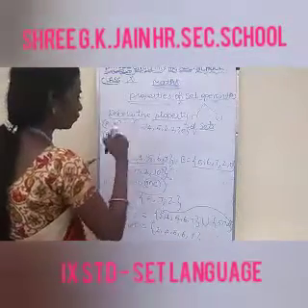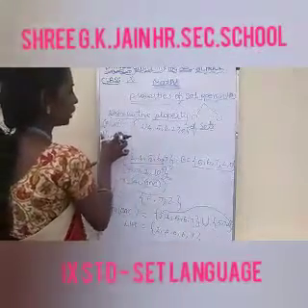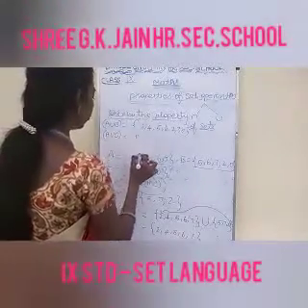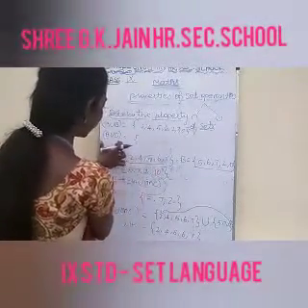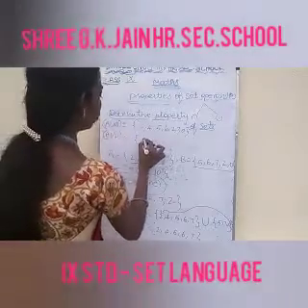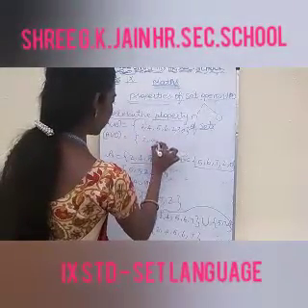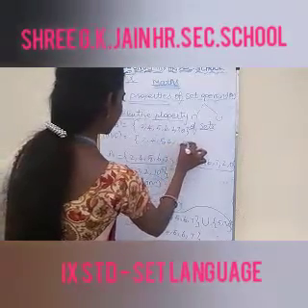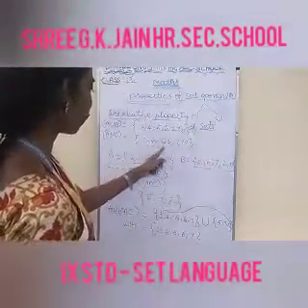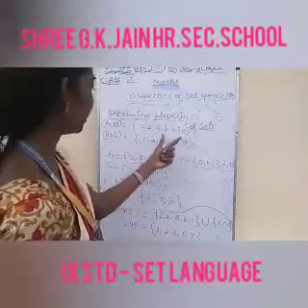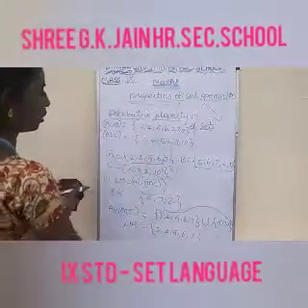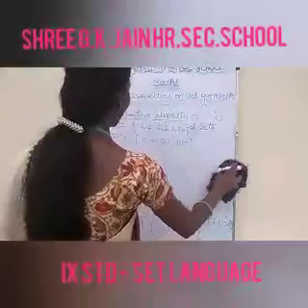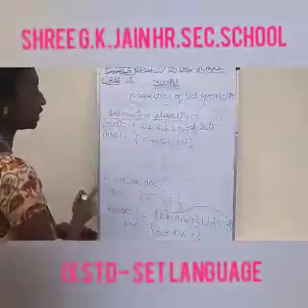After that, you have to find the common elements of both the sets. A union C means joining all the elements of A and C: 2, 4, 5, 6, 7, 10. So 2, 4, 5, 6, 7 and 10. This is your A union C. Now we have to verify A union B intersection A union C.